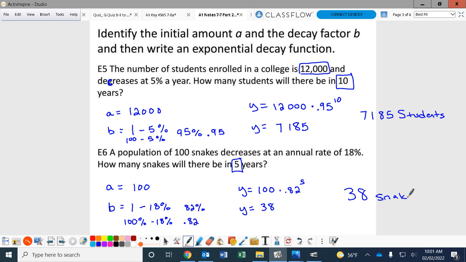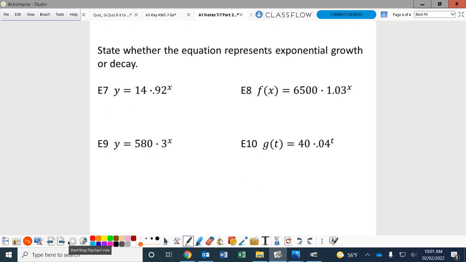Okay. Anything else before we go on to talking about whether it's growth or decay? You've got to be able to identify this. This is a big thing on your test, guys. For this next one, state whether the equation represents exponential growth or decay. Guys, you're not looking at the first number. The first number doesn't matter. The only number that matters is the one with the exponent on it. So we're trying to decide if this is greater than or less than 1. If it is exponential growth, it will be greater than 1. If it is exponential decay, it will be less than 1.